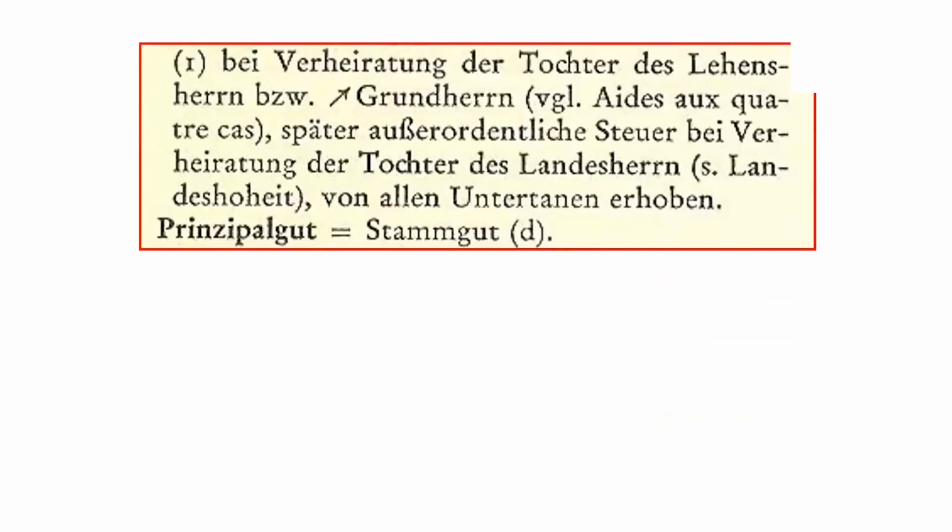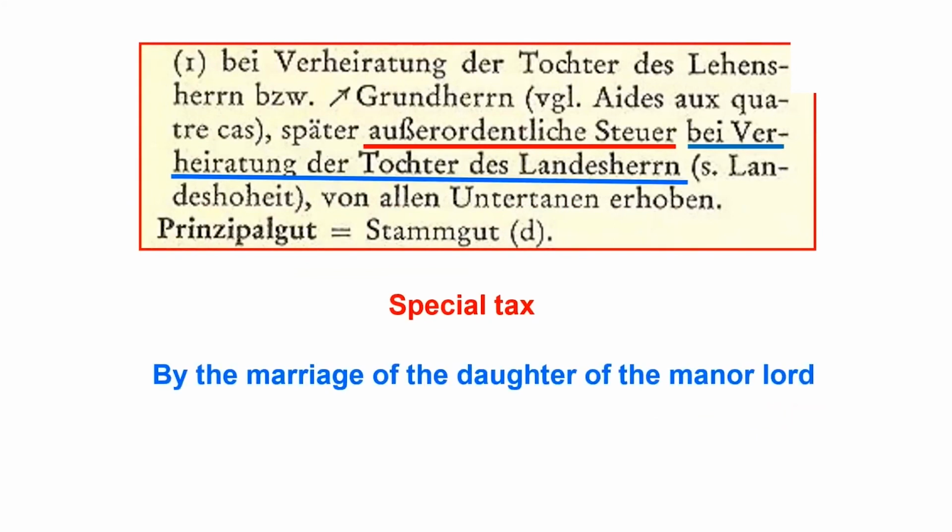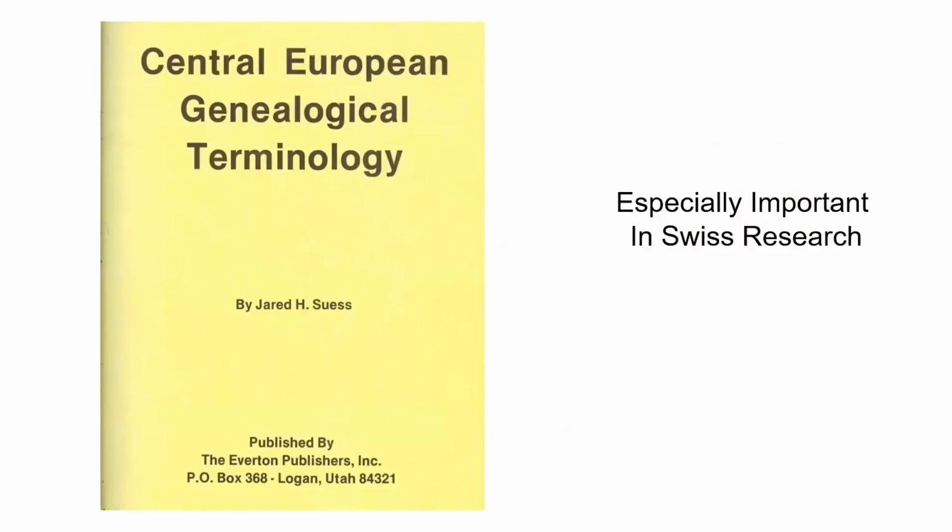The document says that it is a außerordentliche Steuer, a special tax, and that it occurred by Verheiratung der Tochter des Landesherrn, by the marriage of the daughter of the manor lord. It said it was von allen Untertanen erhoben, levied on all of his serfs. So it shows that the manor lord levied a tax on his serfs to provide a dowry for his daughter.